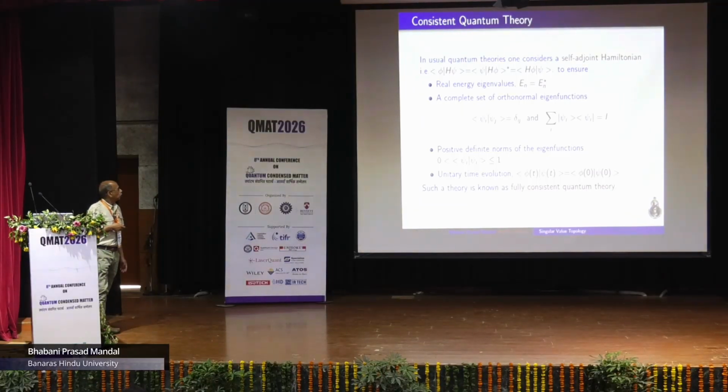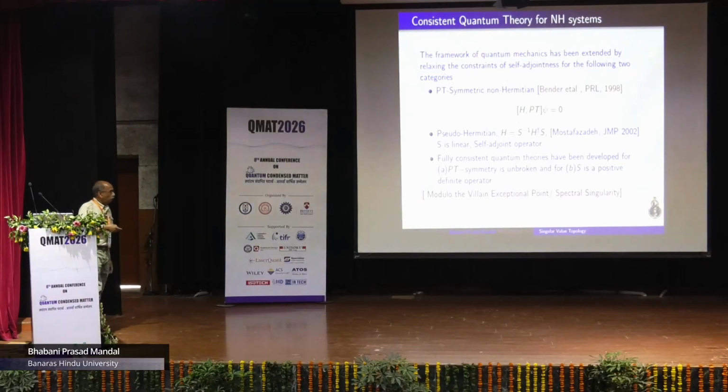On non-Hermitian physics, we'll start with a consistent quantum theory. We call a theory consistent quantum if it has four basic properties: real eigenvalues and an orthonormal complete set of eigenfunctions, positive definite norm, and unitary time evolution. But I just want to make one comment: I'll be using the words Hermitian and non-Hermitian, which is not the appropriate word. It should be non-self-adjoint or self-adjoint. There is a difference between these two, but commonly people use Hermitian and non-Hermitian, so I'll also use them, but that is not the proper word.